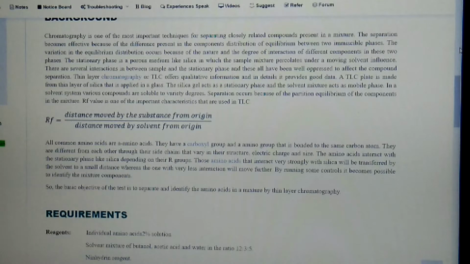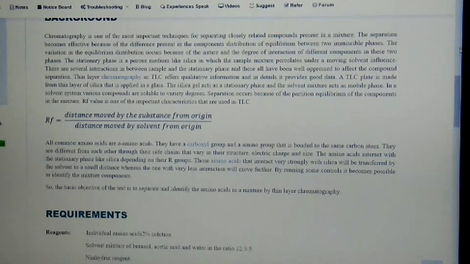Today I will discuss the topic of TLC, that is thin layer chromatography, for the separation of amino acids and sugars. Here is a short discussion regarding what chromatography is. It is one of the most important techniques for separating closely related compounds present in a mixture.